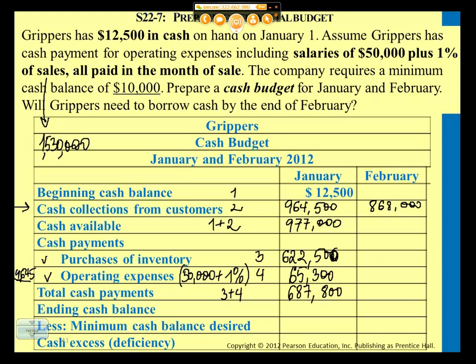Okay, so sales are given to you. They're all collected in the month. You're just calculating 1% of it right now. Okay, so what is the ending cash balance? How are we calculating that? Cash available minus total cash payments. Okay, so I'll take this, 5, I'm sorry, and I'll take this, yes, 6, so I'll subtract, 5 minus 6. Okay, and what is the number that I'm getting?